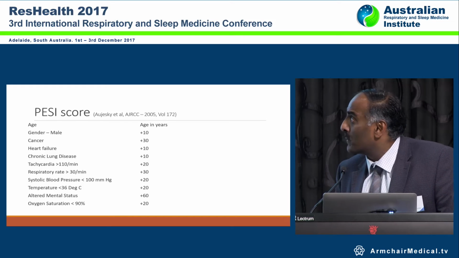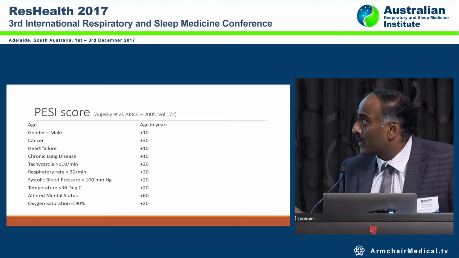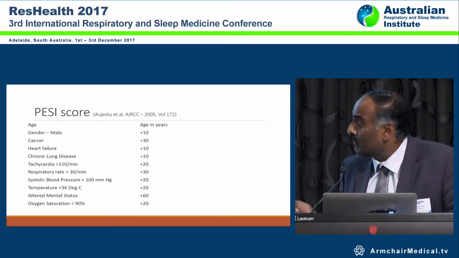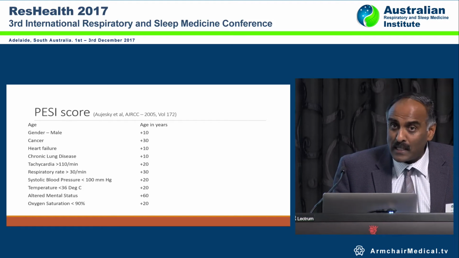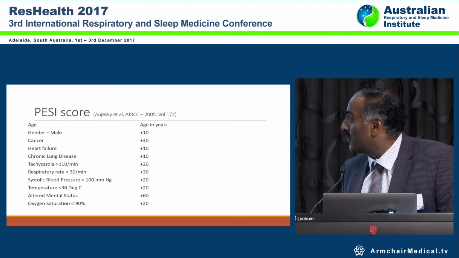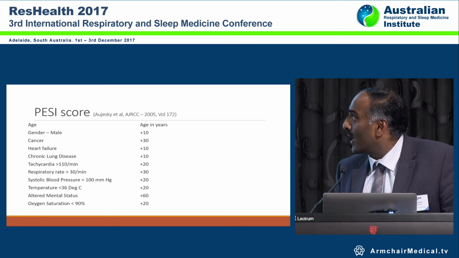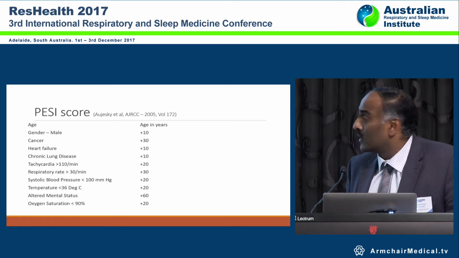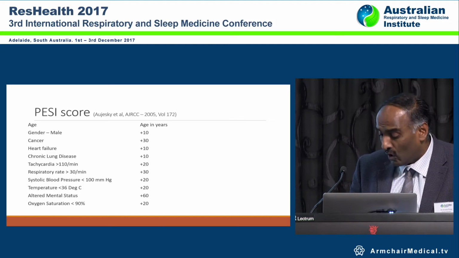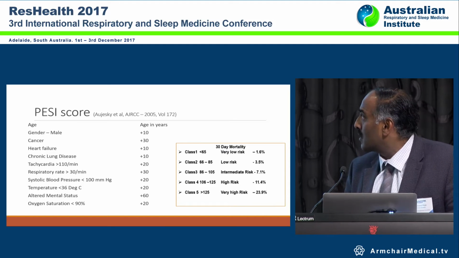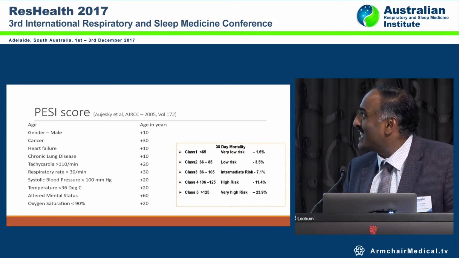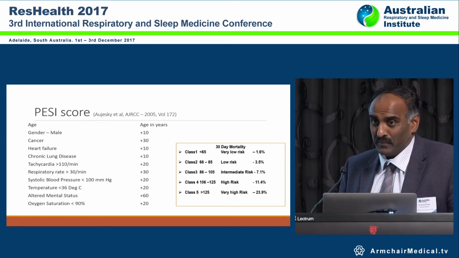2005, initially in the American Journal of Respiratory and Critical Care Medicine. This was by Aujesky, 185 hospitals in Pennsylvania. They looked at a cohort of 15,000, and these were the factors they identified, and they weighted them. This was externally validated in a French cohort, and this is how they categorized them. Class 1, and the scores going up to 125. A major determinant here is age.